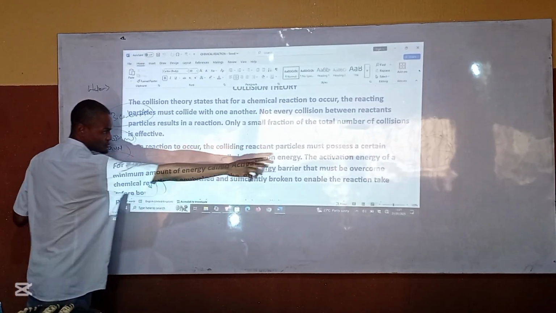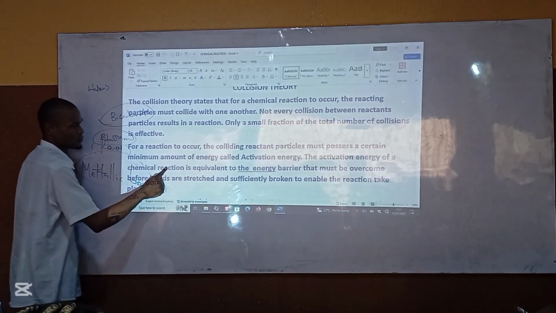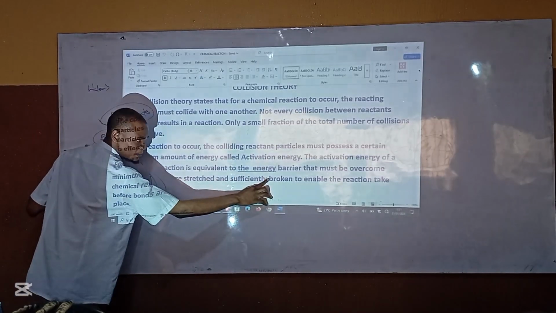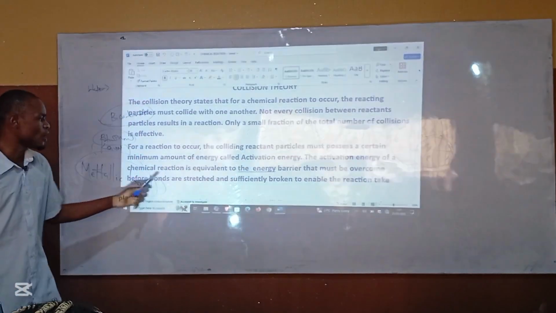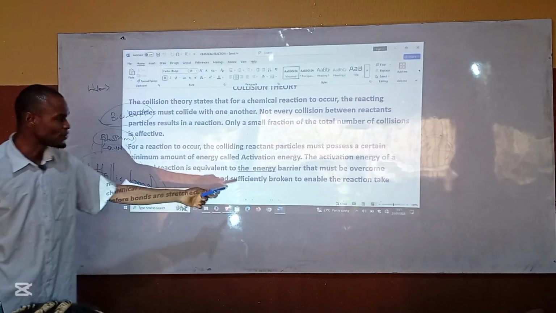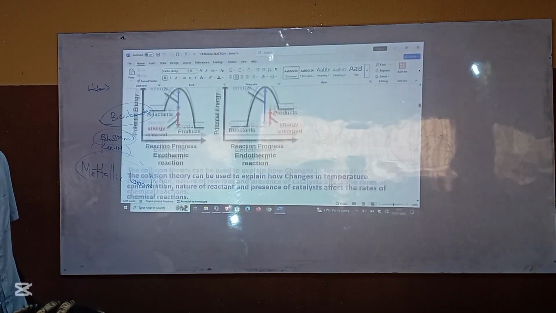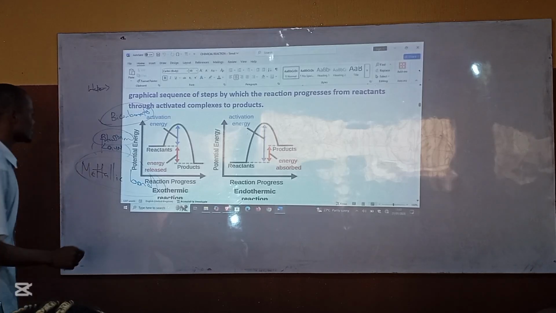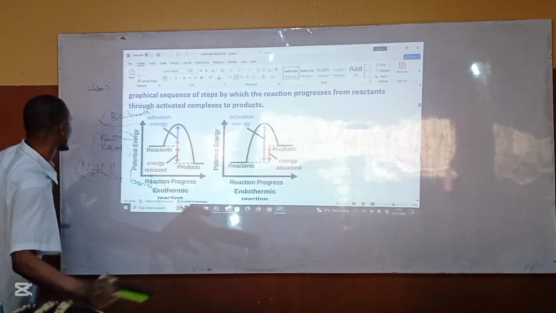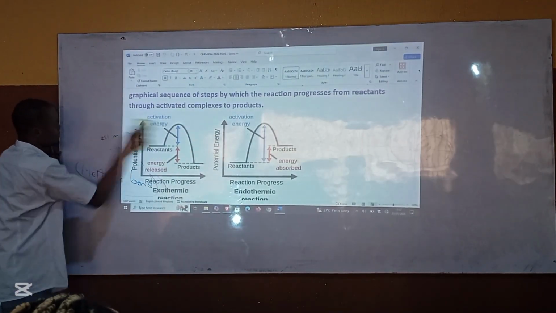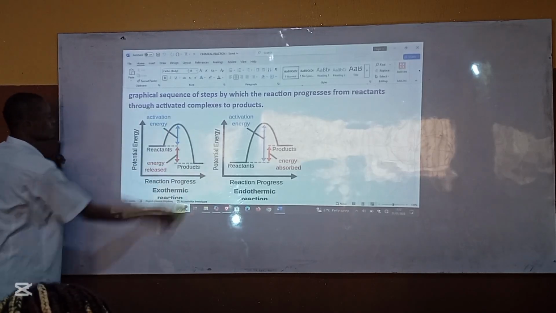Read it out. It is equivalent to the energy barrier that must be overcome before bonds are stretched and sufficiently broken to enable the reaction to take place. That's just it. That's all about activation energy. So now look at this. Now look at this reaction here.